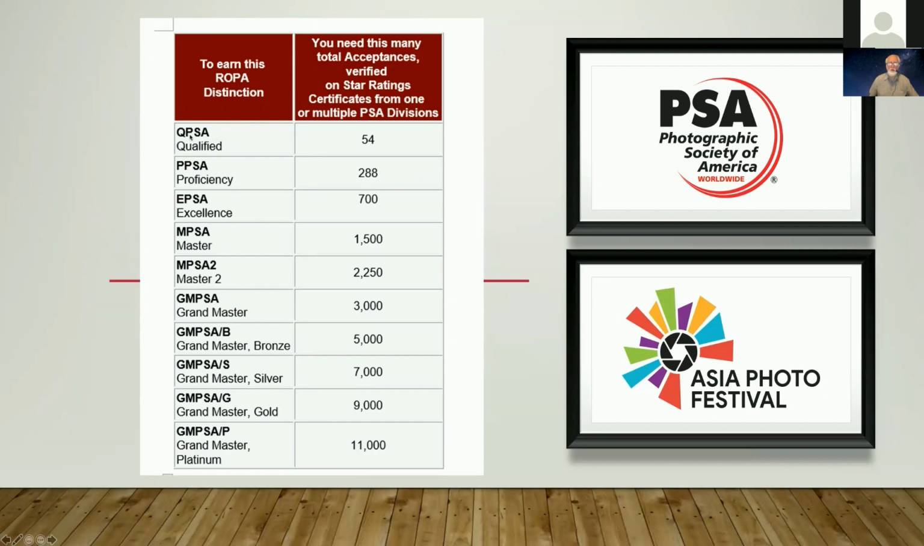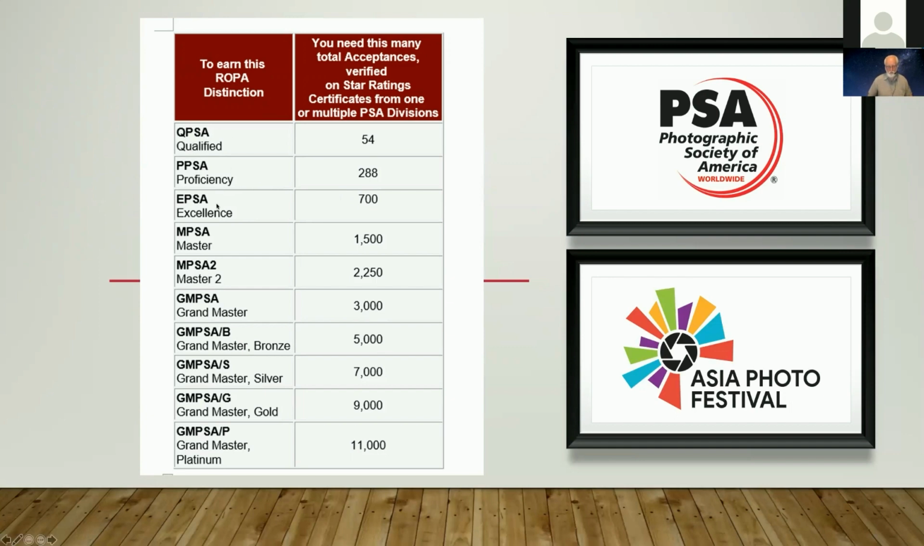You could, for example, if you already have a lot of acceptances, your first application could be for PPSA. You don't have to apply for the QPSA. Or if you wanted to, you could even go straight to EPSA, providing you have, in this case, 700 acceptances that have been approved through the star rating system. You don't have to apply for these.